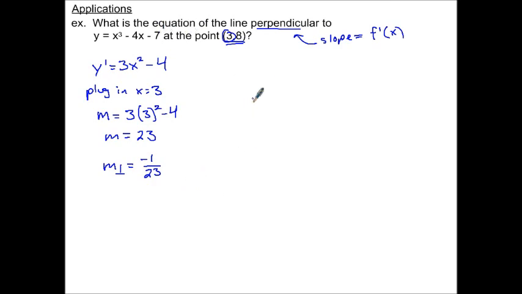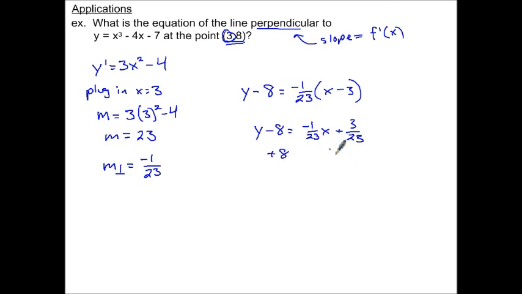So in my equation, I can go to point slope form because I do have a point and I do have my slope. So now I'm talking y minus 8 equals icky fraction times (x minus 3), and we'll just clean this guy up until the y is by itself. So a negative 1/23 x plus 3/23. Yuck. And of course we'll just add 8 to both sides here.